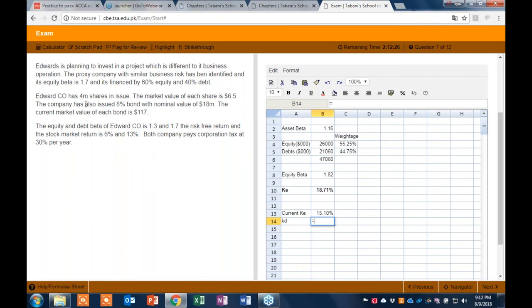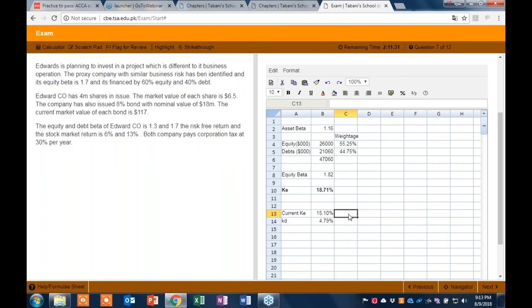Cost of debt: we have only one source of debt, which is the 8% bonds with nominal value of 18 million, and nowhere is it mentioned that it will be redeemed, so we'll assume it as irredeemable. For irredeemable debts, we just need to take the after-tax amount of interest divided by the market value per bond. So it's 8% before tax, and after tax it will be 8 into 70%, and then we'll divide this by the market price per bond, which is $117. So it's 4.79%.